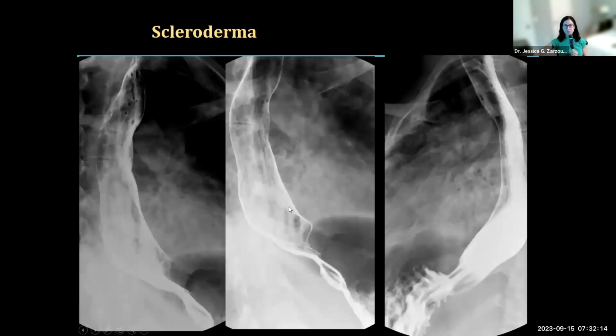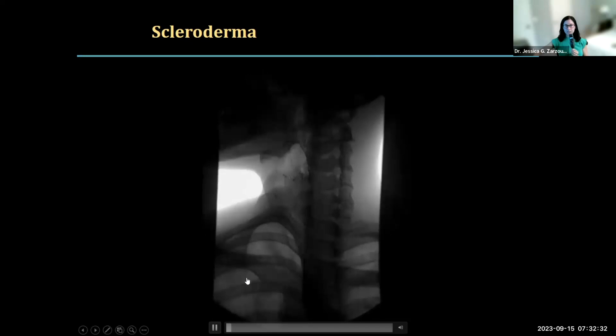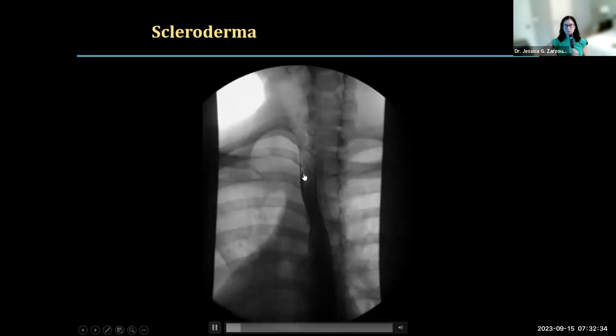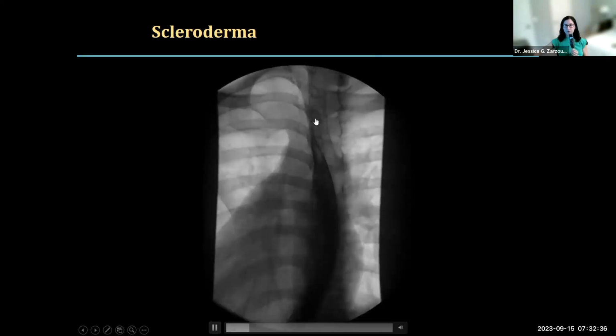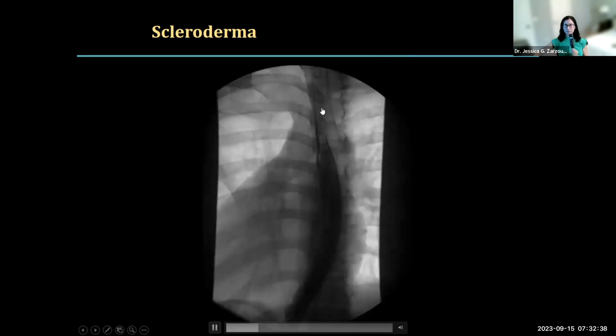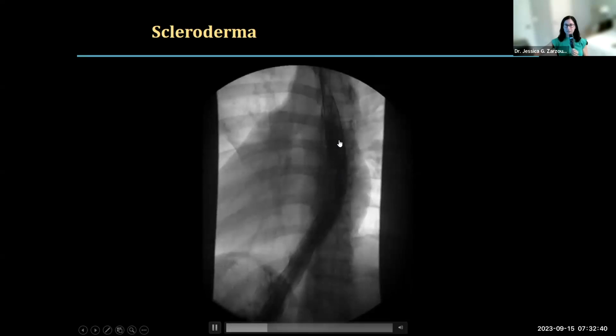These are other images from a patient who has scleroderma, and we can see that the lower esophageal sphincter is wide open here. There is no protection from gastroesophageal reflux because the lower esophageal sphincter is just open, is patulous. With scleroderma, this is a video showing as they swallow, there's no primary peristalsis once we get into the thoracic esophagus. The rest of the esophagus is just patulous, is not contracting.